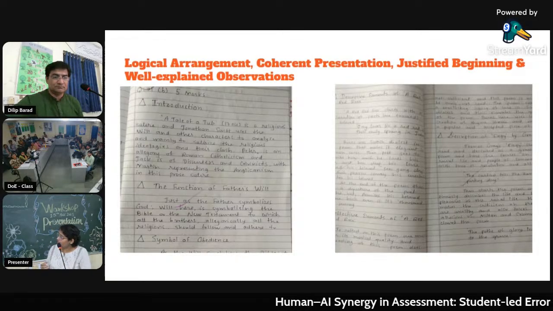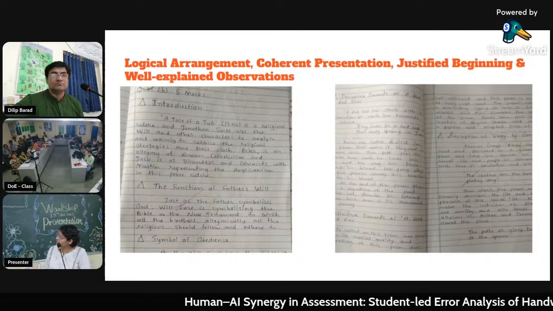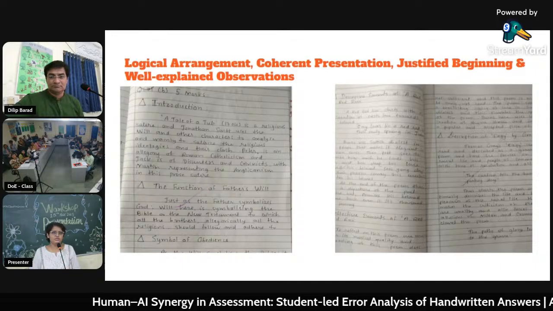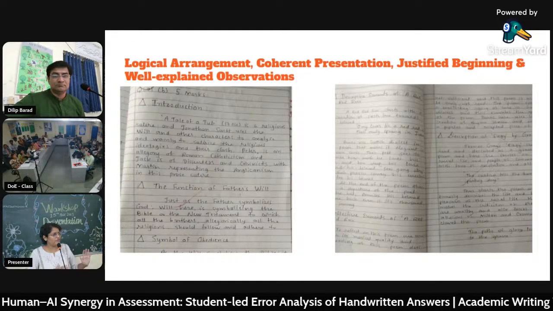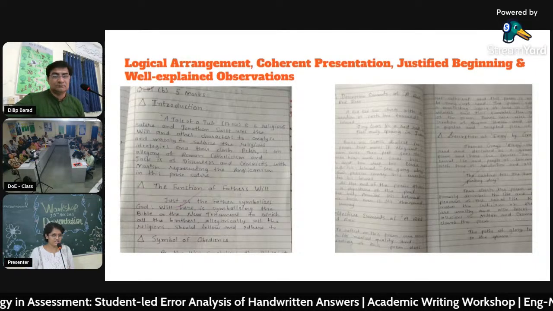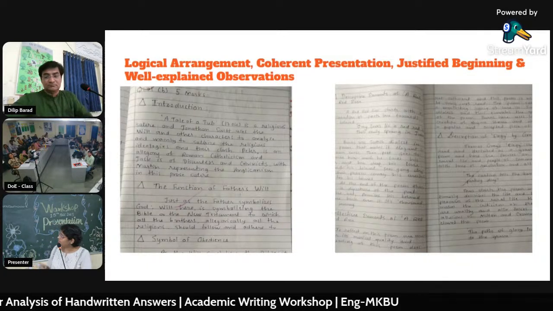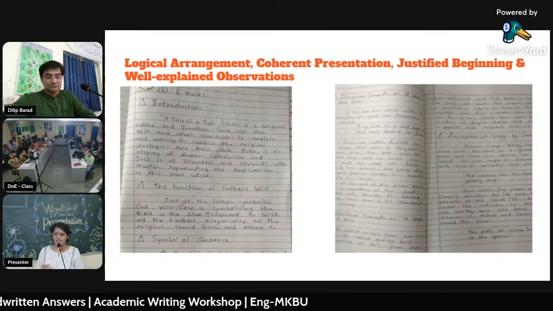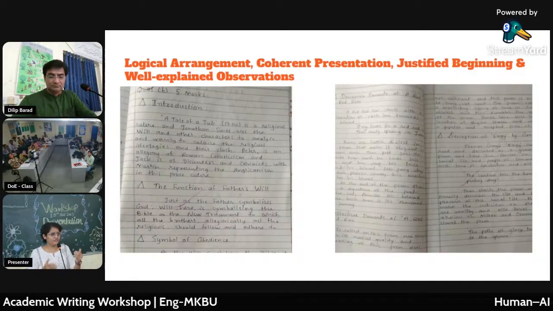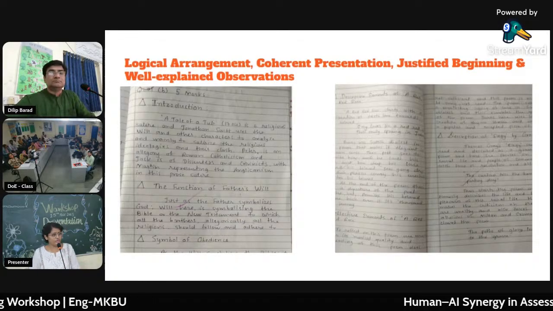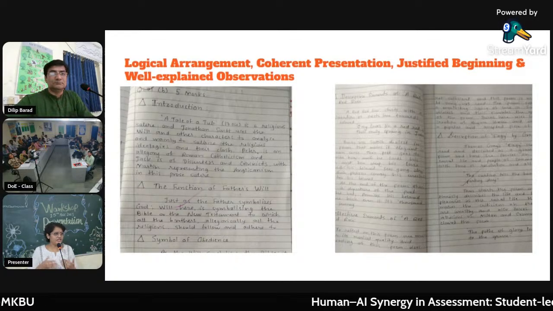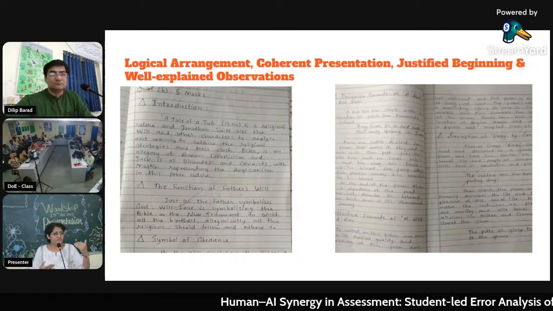So that is something appreciable in that coherent presentation. So you can actually read it as a proper sequenced answer. Coherent means it's a properly sequenced and well written answer, and justified beginning. Right, justified beginning means if it is a question regarding Alexander Pope, then they have quoted Pope. If it is a question regarding Jonathan Swift, they have quoted Swift.